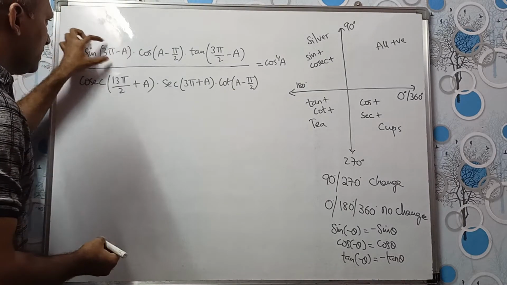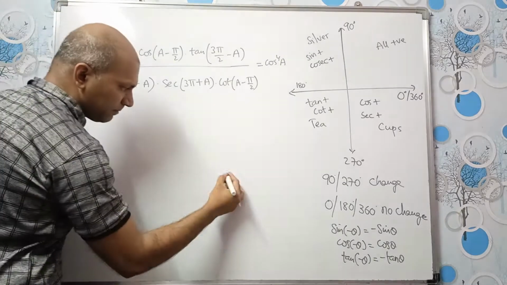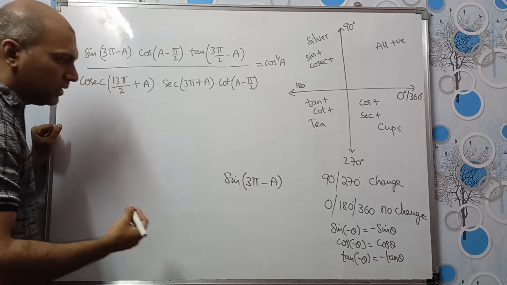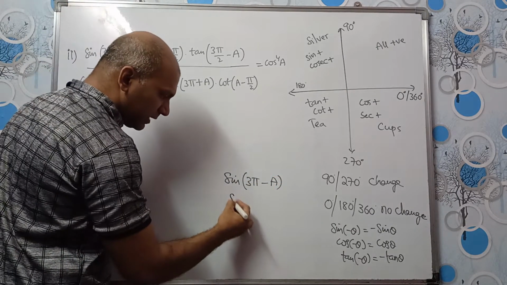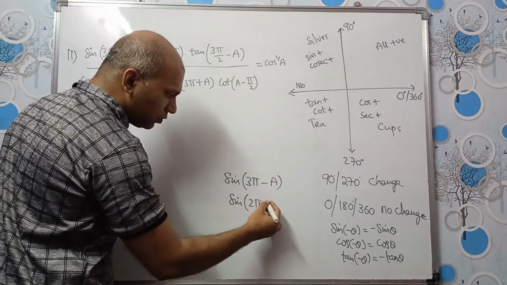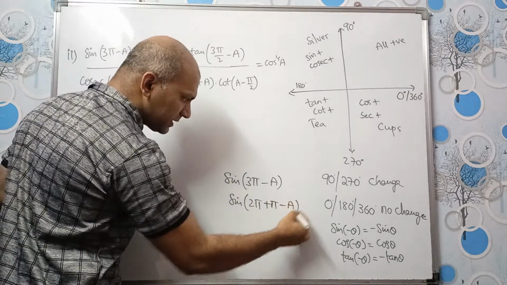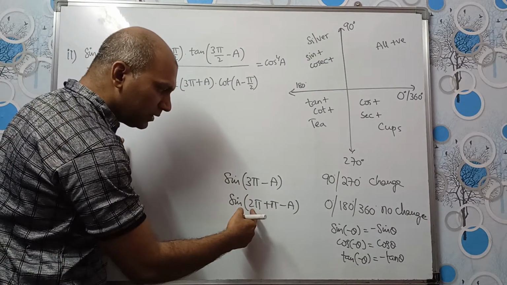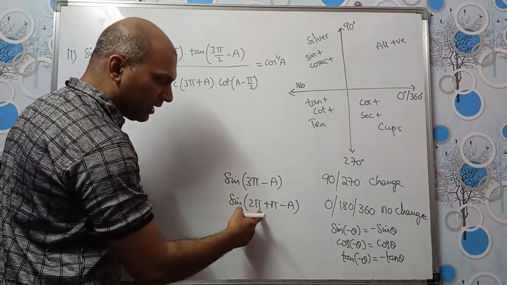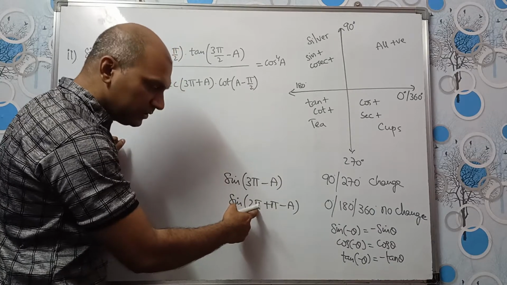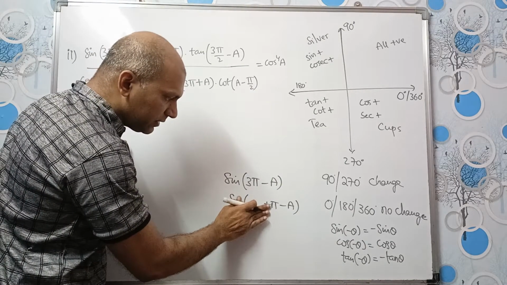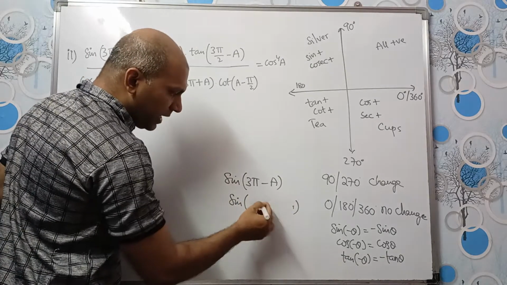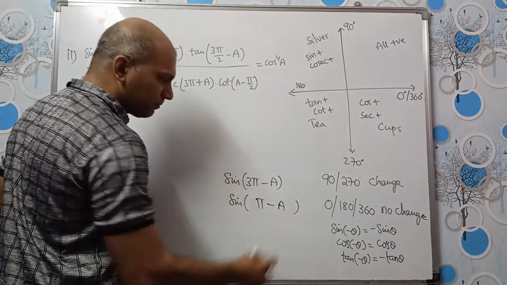See, how can we write this sin(3π − A)? Listen carefully, this trick will come very handy for you. Sin(3π − A), we can write it as 2π + π − A. 3π is the same as 2π + π. And what is 2π? 2π is 360 degrees. Pi is 180, so 2π will be 360. So we can delete this, right? So we can write sin(π − A).